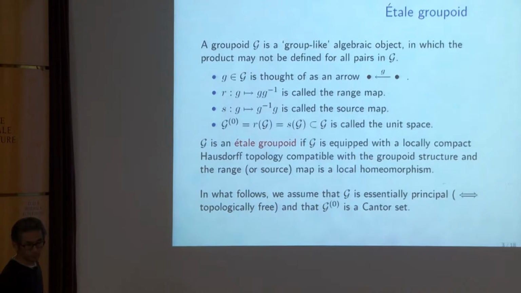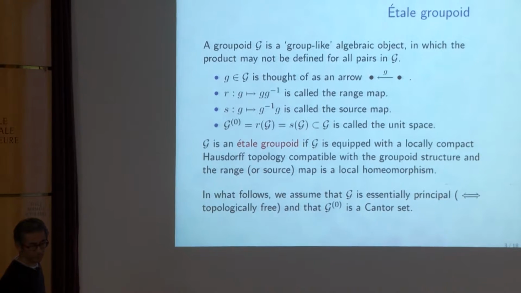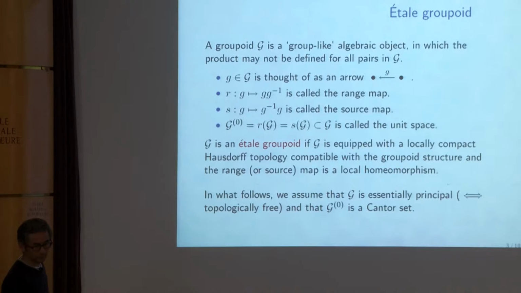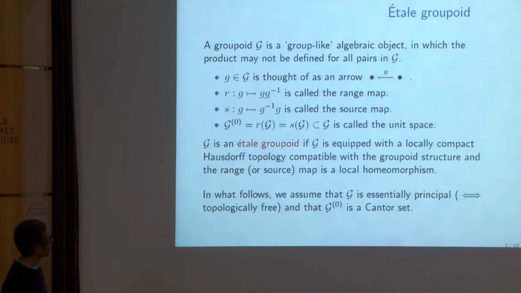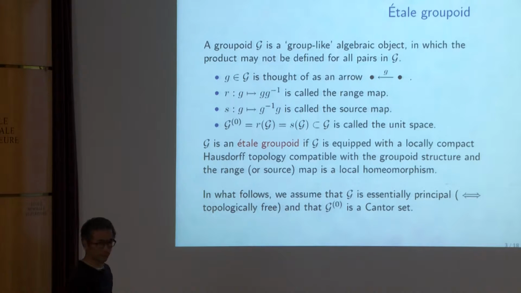You mean that the groupoid is acting on this space? What do you mean it's equipped with a local homeomorphism? Well, G itself is a space, a topological space. So this is itself.